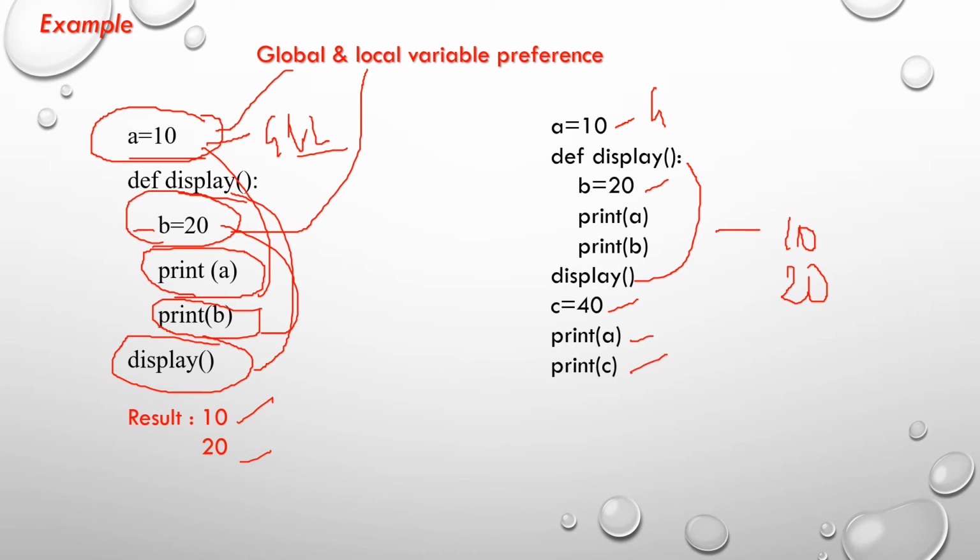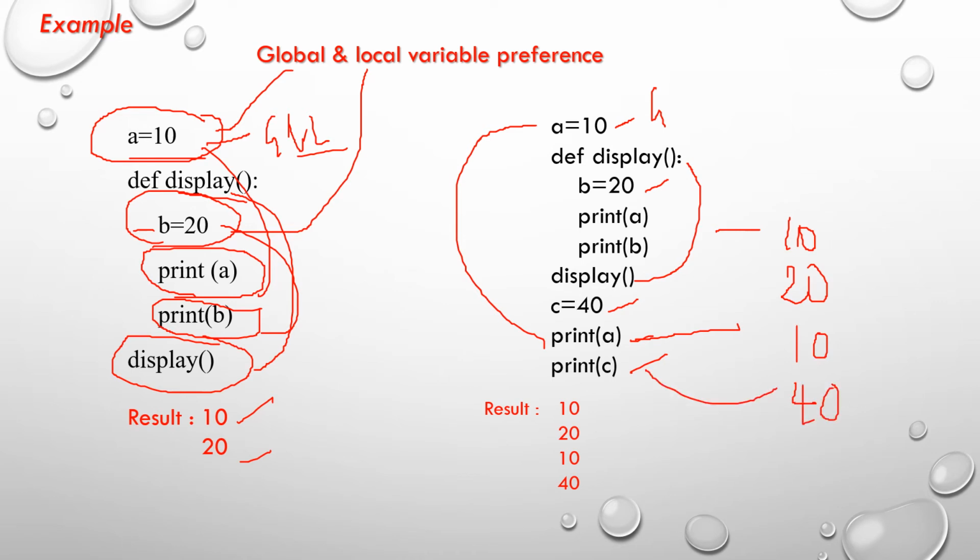The a value is the global value a, and again we declare c is equal to 40. If we execute the entire code, the printed value here is 10, and here the printed value is 40. The final output is 10, 20, 10 and 40.